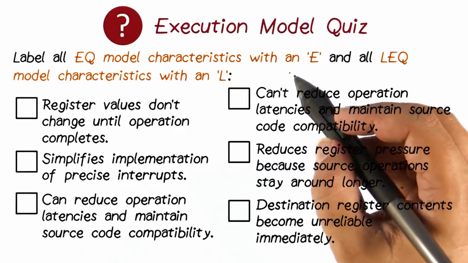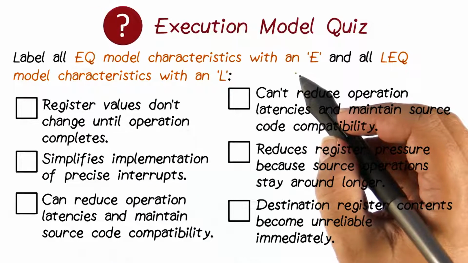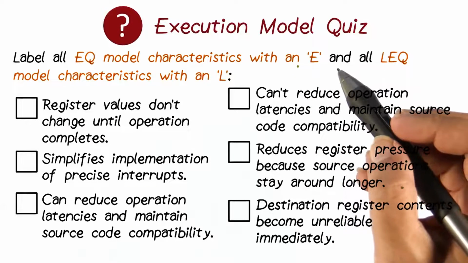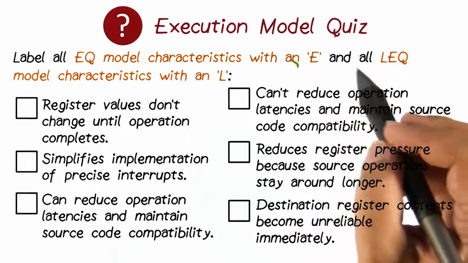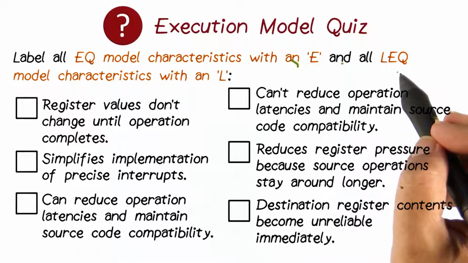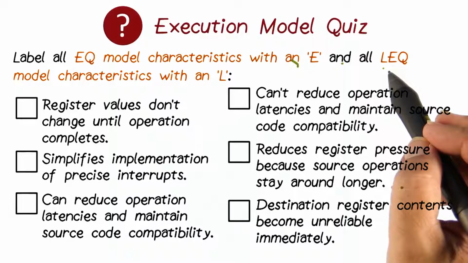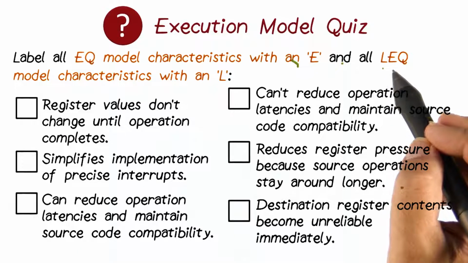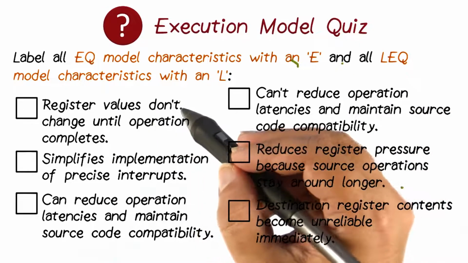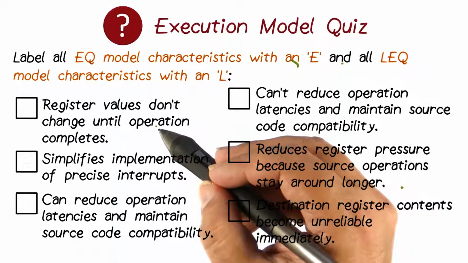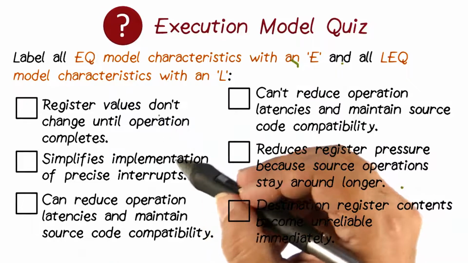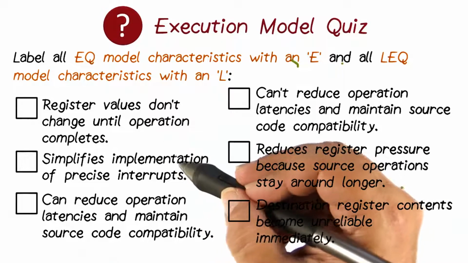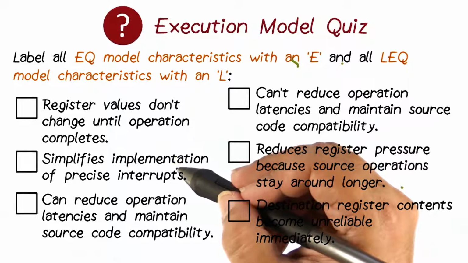Having seen the differences between an EQ model and an LEQ model, let us now test our knowledge of these differences. So here is a simple quiz to test our knowledge of the execution that occurs as far as EQ is concerned and as far as LEQ is concerned. Please mark those responses which execute under EQ model as E and the ones which execute under LEQ model as L. So the first statement is, register values don't change until operation completes. Is it an L or is it an E? The second statement is, it simplifies instrumentation of precise interrupts. Is it good in EQ or is it better in LEQ?